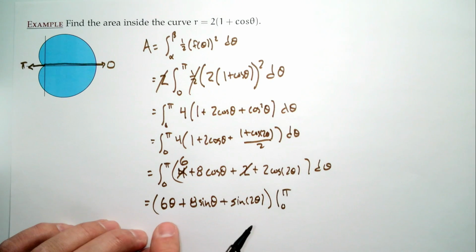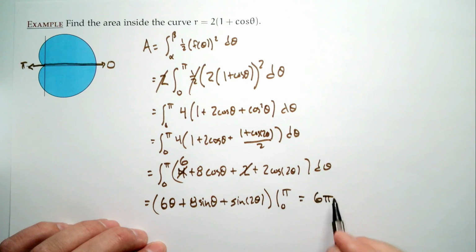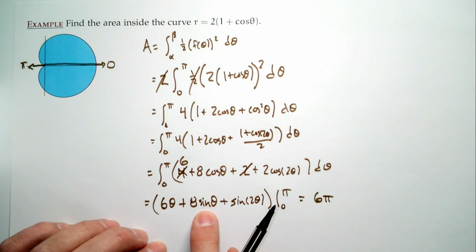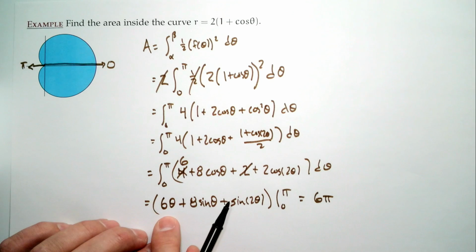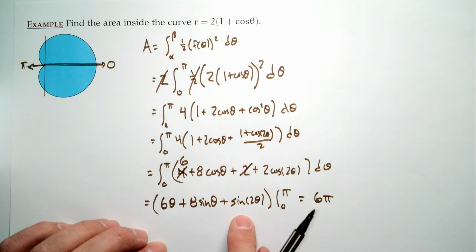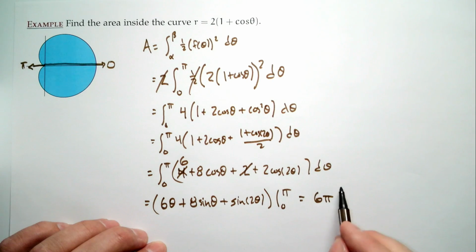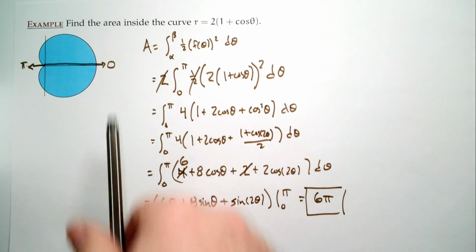When you plug in pi, what do you get? Well, you get 6 times pi. Sine of pi, 0. Sine of 2 pi, 0. Plug in 0. 6 times 0, 0. Sine of 0, sine of 0, 0. That's it. That's the answer, 6 pi. So that's how much area is in this shape.